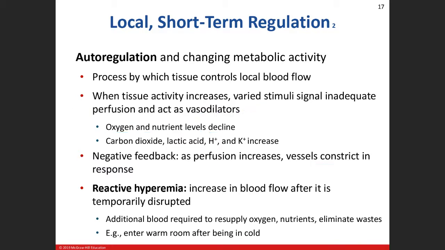So all of these, I know I got a lot of drawings here, will act as vasodilators: low oxygen, low nutrients, increased carbon dioxide, lactic acid. Lactic acid is a byproduct of anaerobic cellular respiration. If you don't have oxygen, you're going to get lactic acid. Hydrogen, we'll talk about the importance of hydrogen. Remember hydrogen ion, pH? Chapter 2, I know it was a while ago, but that's going to be pH concentration. And then potassium levels.